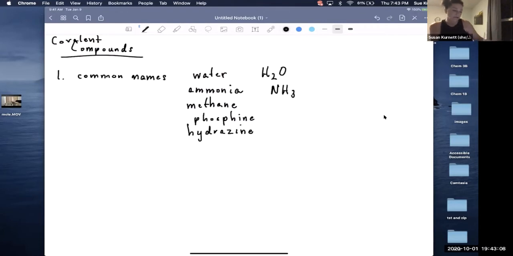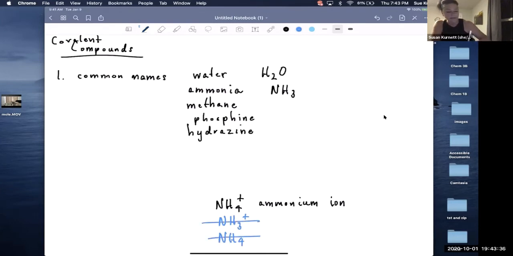Ammonia should not be confused with ammonium. They're related, but they behave differently. Ammonium ion behaves as an acid, and ammonia behaves as a base. So even though they're related, they're very different. There's only 3 hydrogens. Sometimes I see crazy things like this, or this, but those don't exist. Okay, methane is lab gas. Phosphine is tweaker gas.